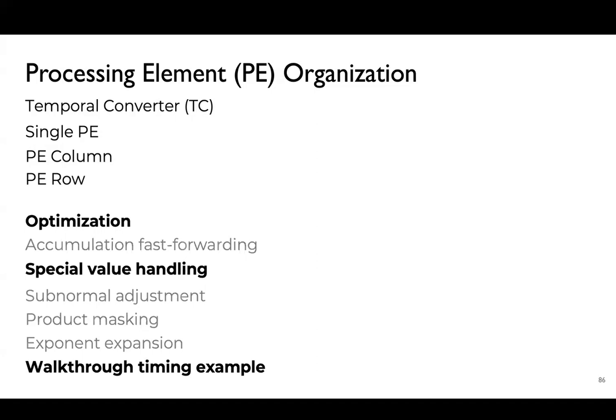So far we've covered the design of the temporal converter, single PE organization, PE column organization, and row organization. In the paper, we actually discuss more detail, including but not limited to accumulation, fast forwarding optimization for floating point numbers, special value handling hardware, including subnormal adjustments, product masking, and exponent expansion. In addition, we also include a walkthrough timing example.